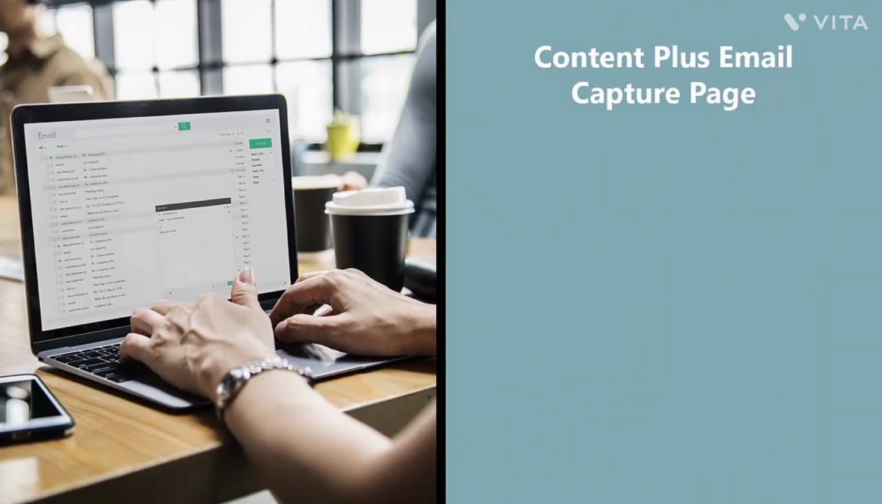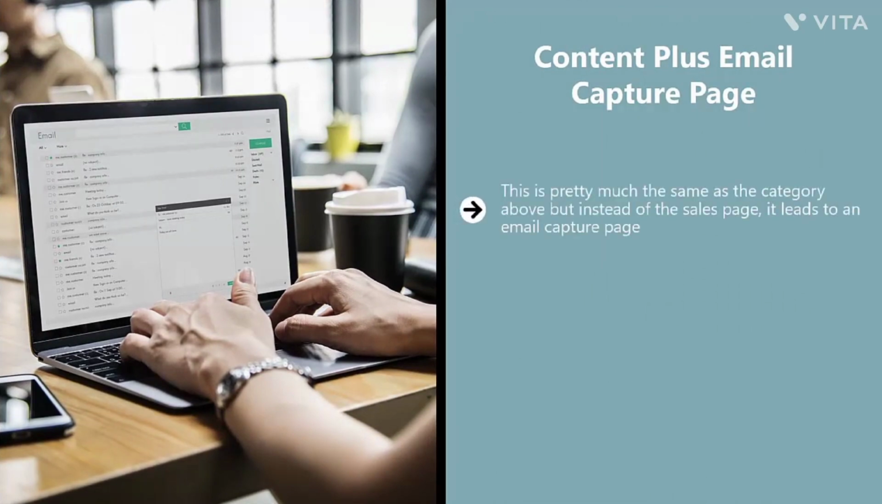Content plus email capture page. This is pretty much the same as the category above, but instead of the sales page, it leads to an email capture page. Your product or service offering also determines your mailing list incentives. As I've mentioned above, you don't necessarily have to build a mailing list for all sales funnels. Forget what other self-proclaimed marketing gurus tell you. Some people would always tell you that you need to build a mailing list.